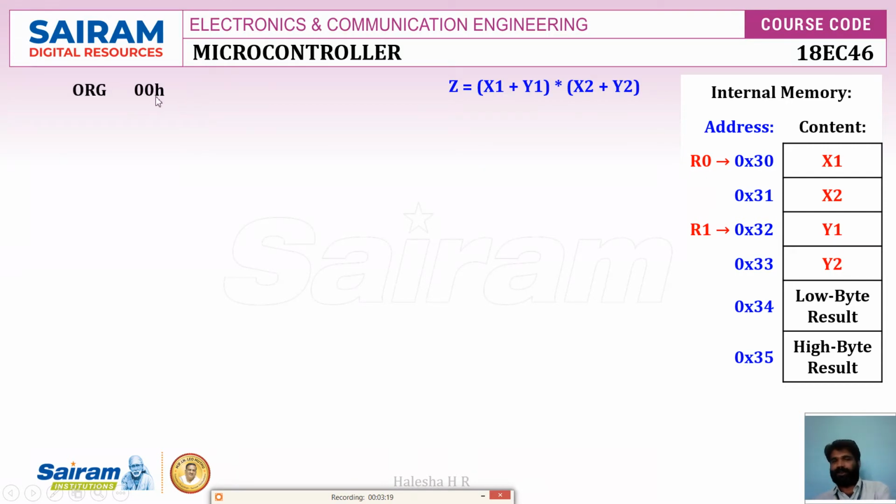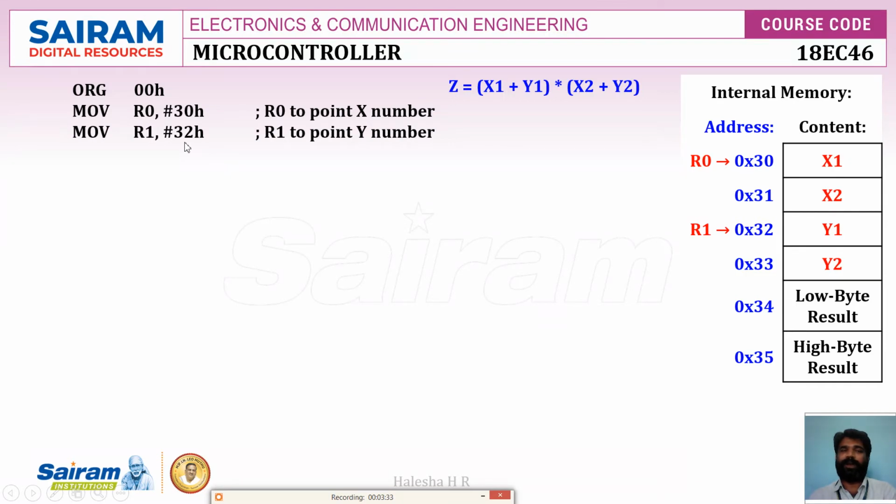Start with 00h. We need to initialize R0 to point to the x number, at address 13. So MOV R0, #30H. That means R0 points to the x number. Similarly, MOV R1, #32H. This is the start address of y, so R1 points to the y number. And then call the addition subroutine.